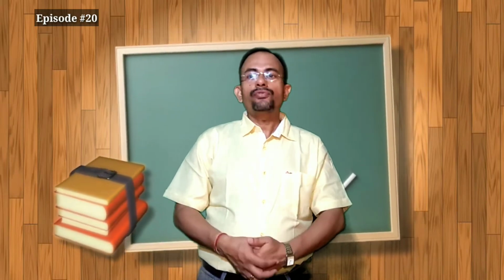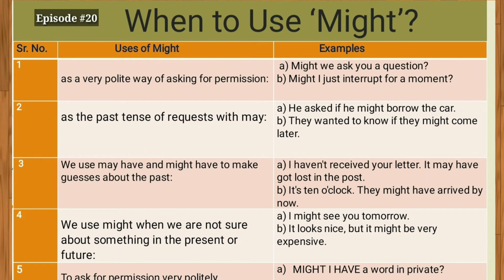Now we'll find the usage and examples of might. The first use of might is as a very polite way of asking for permission. For example, might we ask you a question? The second example, might I just interrupt for a moment? So dear students, might is used in some circumstances as a more polite form of expression than may, as we have seen in the case of can and could as well.